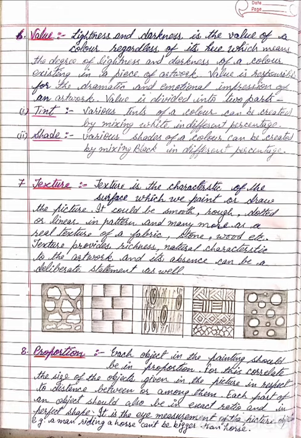Next element of art is proportion. Each object in the painting should be in proportion. For this, correlate the size of the objects given in the picture with respect to the distance between or among them. For example, a man riding a horse can't be bigger than the horse. It is the eye measurement of the picture objects.